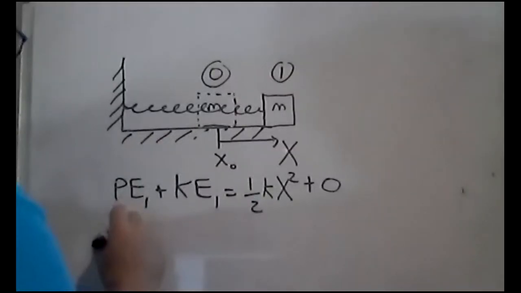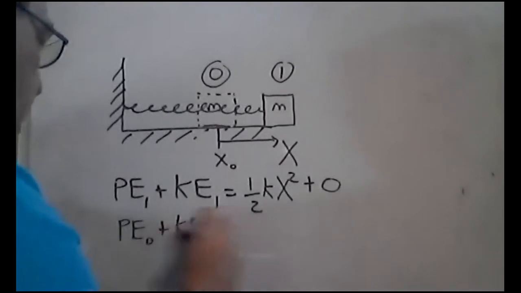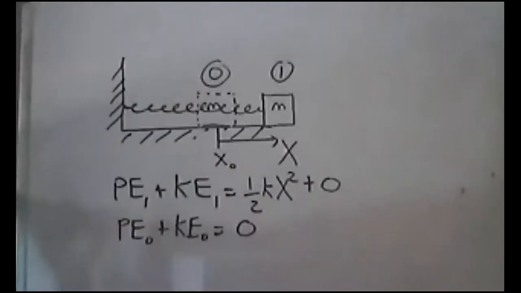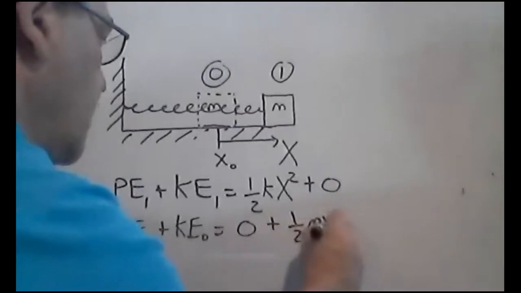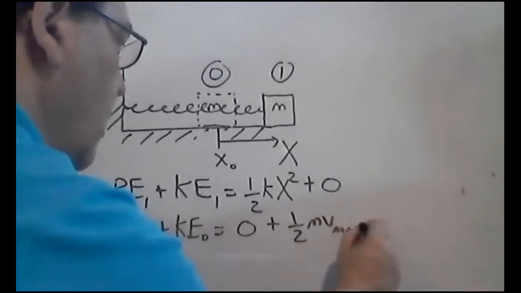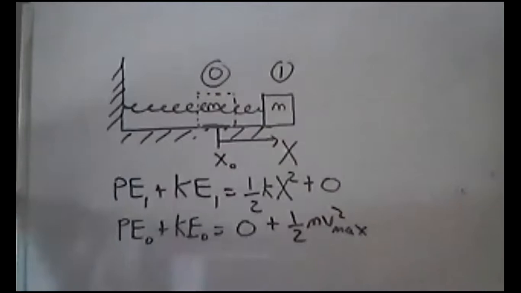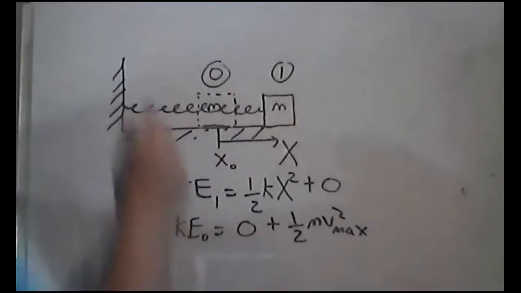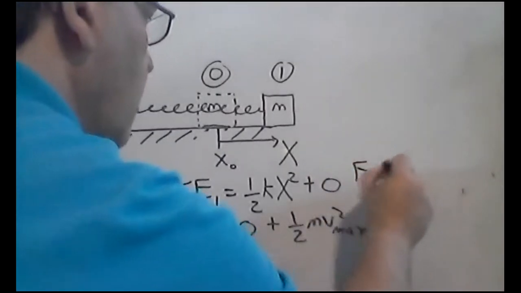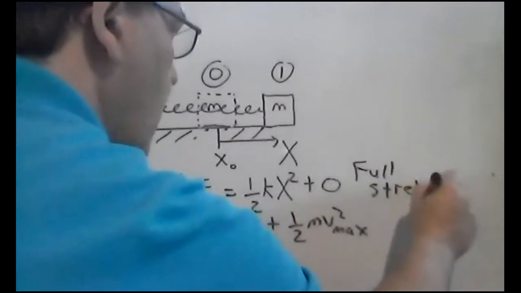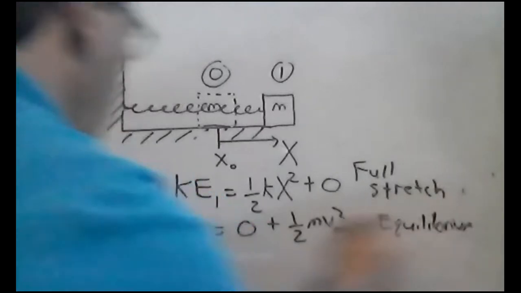Well, then what's going to happen now is PE sub 0 plus kinetic energy sub 0. What's that going to be? Well, the potential energy now is 0. It's at the 0 potential energy, and it's going to have entirely all kinetic energy, whatever that happens to be, 1/2 m v max squared. And what's it going to do now? Well, now it's going to compress, and it's going to go all the way out to negative capital X. So it's going to be full compression. This is full stretch. This is equilibrium position. And then we're going to go full compression.